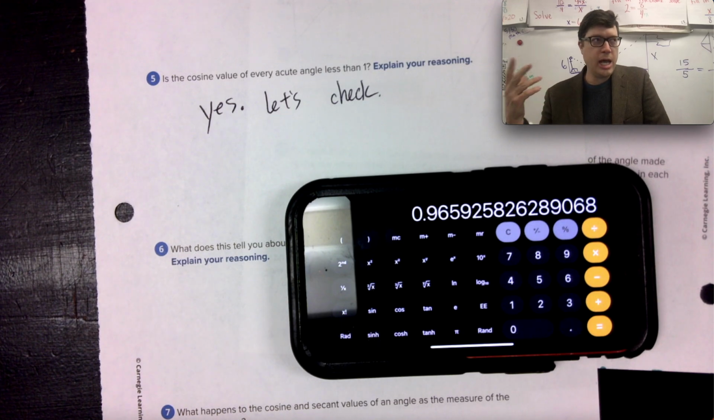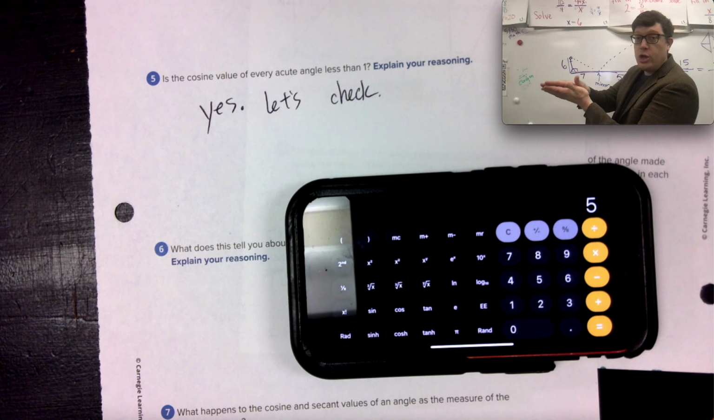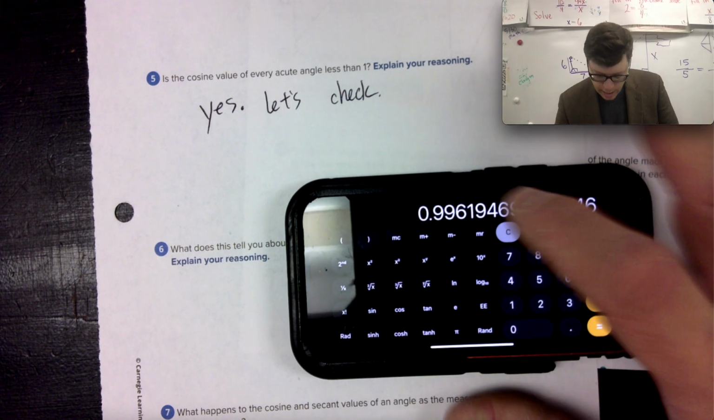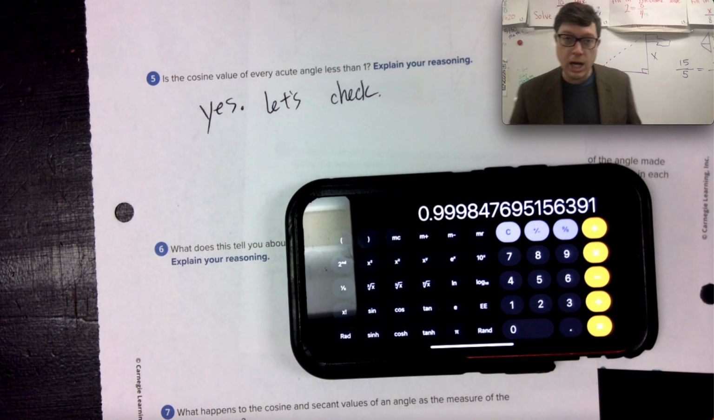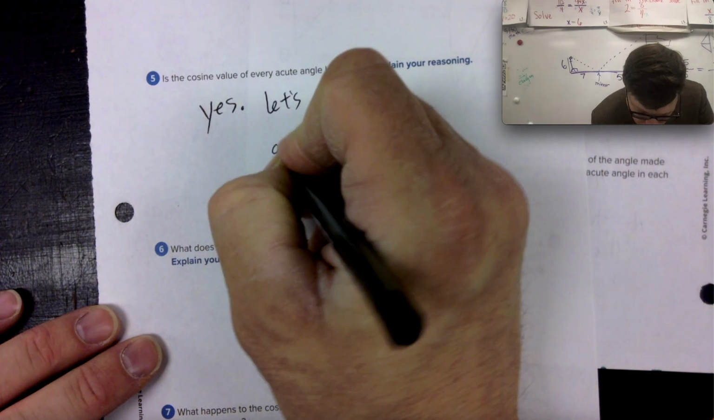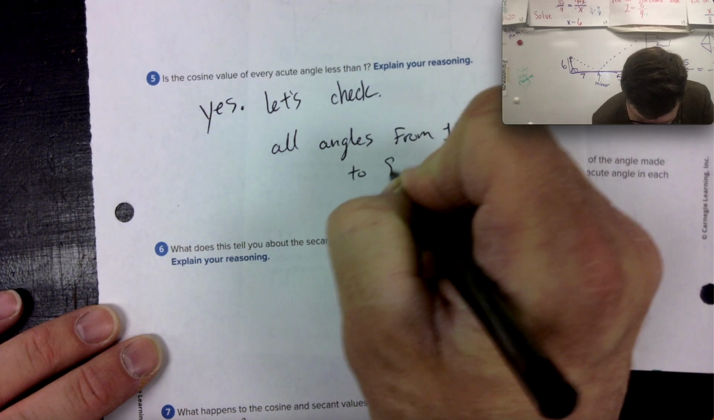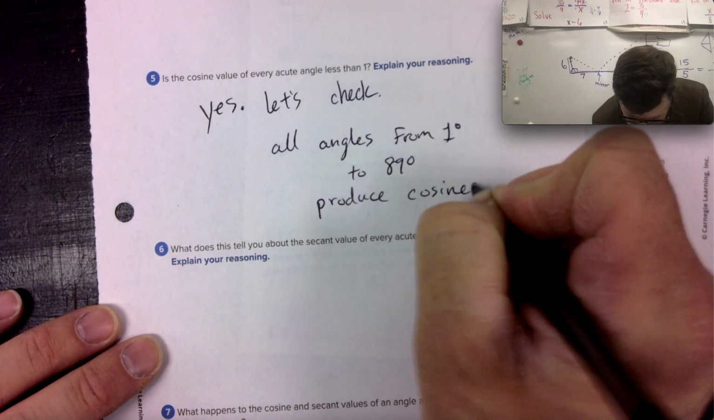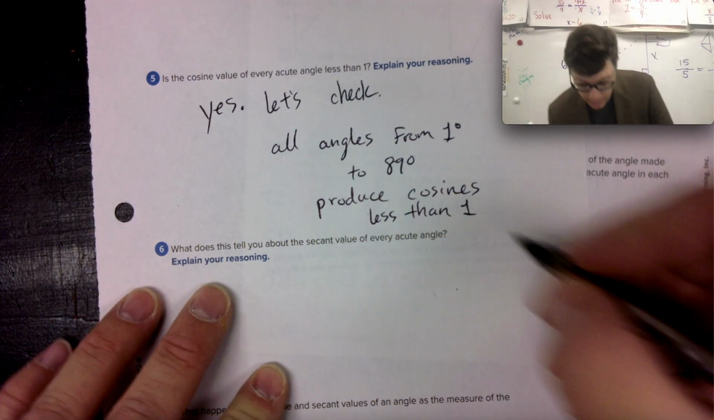We're checking with 89, 85, 25, 15, choosing different angles. I'm going to check with 5 degrees, a really flat triangle with almost no slope to the hypotenuse. It has a cosine of 0.9962. Let's try a 1 degree angle. You can't get more than 1. You will not get more than 1 with the cosine values. All angles from 1 degree to 89 degrees produce cosines less than 1. We could also note greater than 0.